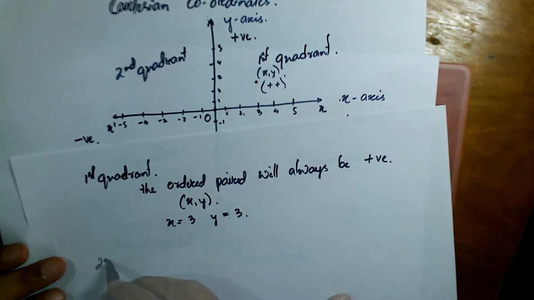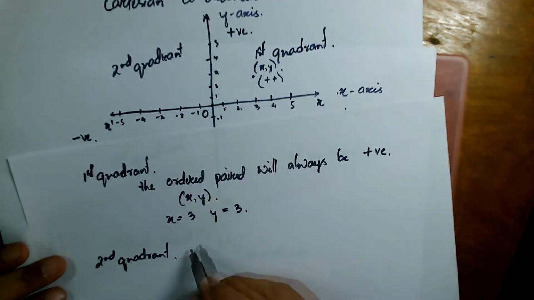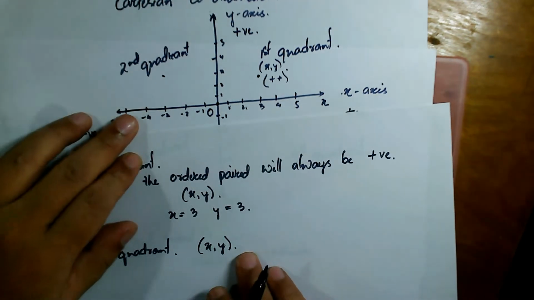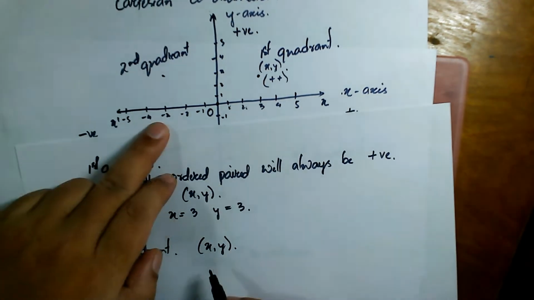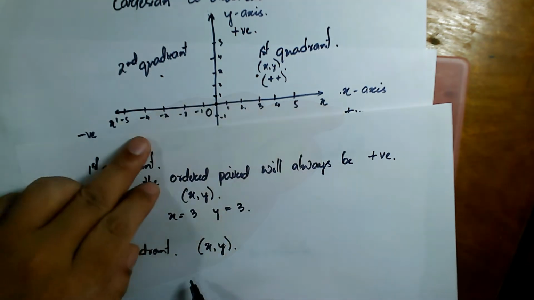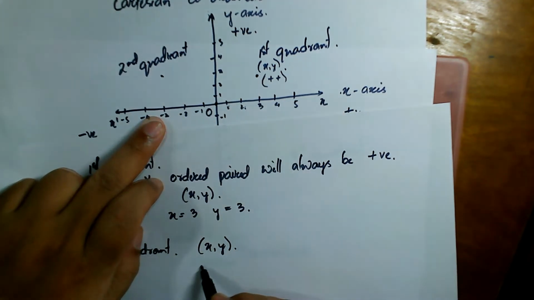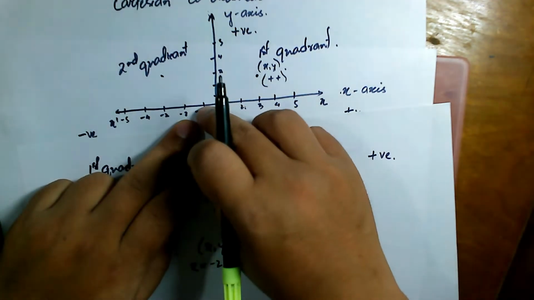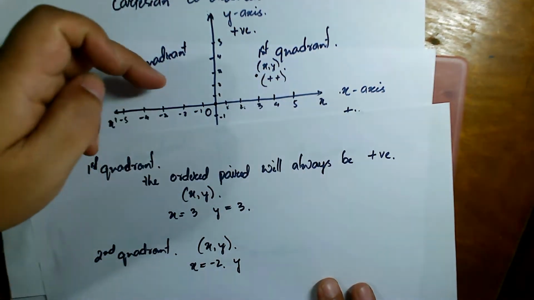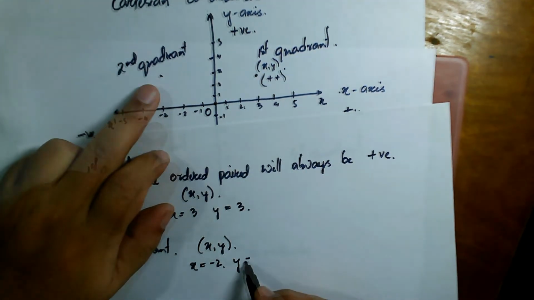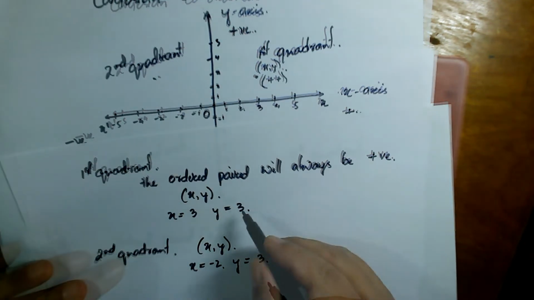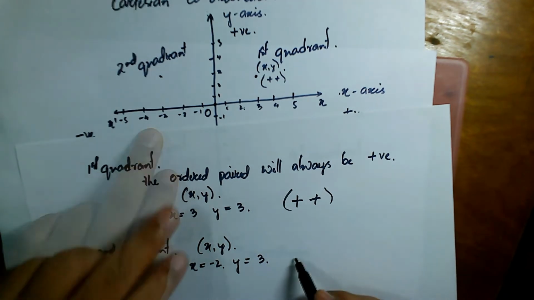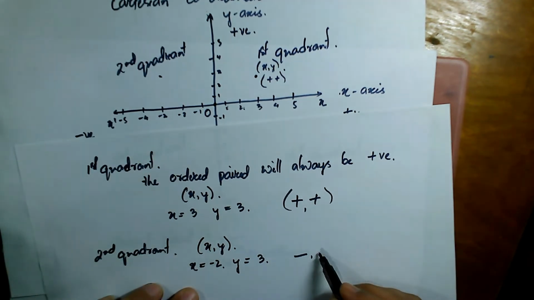And in the second quadrant, the ordered pair, let's say x y. If there is a point anywhere in this quadrant, then x is on the opposite side of the vertical line, so this one will be negative. Let's say x is equal to -2, and y, since it is upside of the line, will always be positive. So in the second quadrant x will be minus and y will be positive.